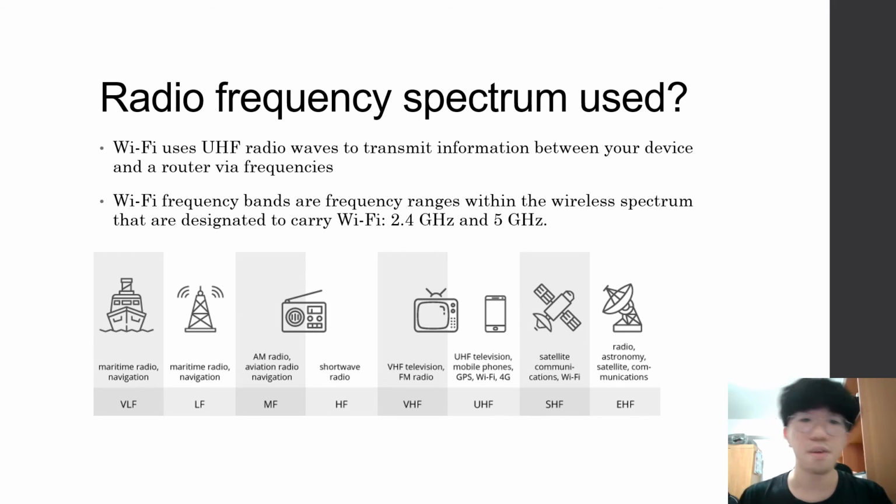What is the radio frequency spectrum used in Wi-Fi? Wi-Fi uses UHF radio waves to transmit information between your devices and router. Wi-Fi frequency bands are frequency ranges within the wireless spectrum that are designated to carry Wi-Fi: 2.4 GHz and 5 GHz.